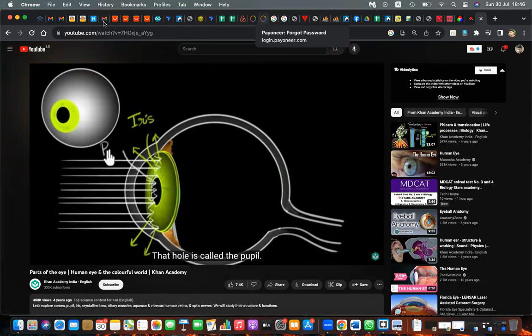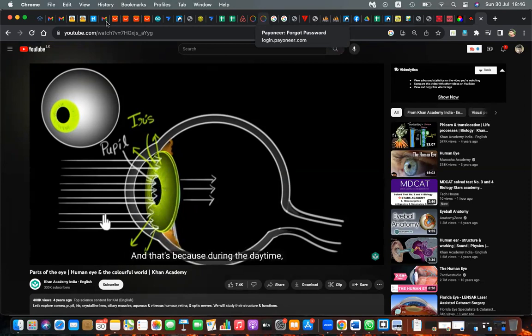that hole is called the pupil. As you can see, the pupil is through which the light enters into our eyes. So through the pupil, light will enter into our eyes, and this is what enables us to see things. Now, our iris has a very important job. Its job is to control the size of this pupil, the hole.